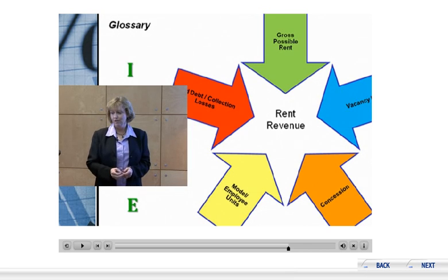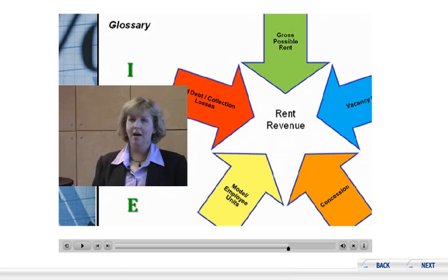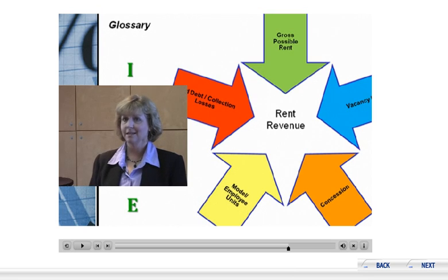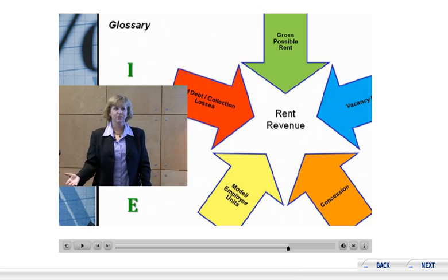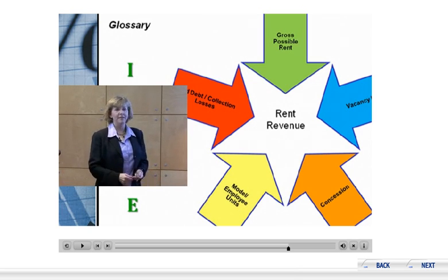Bad debt and collection losses. The total of uncollected rent due to resident skips or, let's say, bad checks. This is money that can really be minimized, the loss can be, if you're really screening your residents when they come in and getting on top of that collection process. Instead of waiting for the late notices to go out, give a call to everybody the day before.